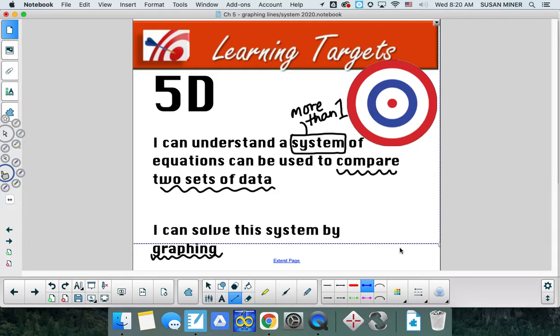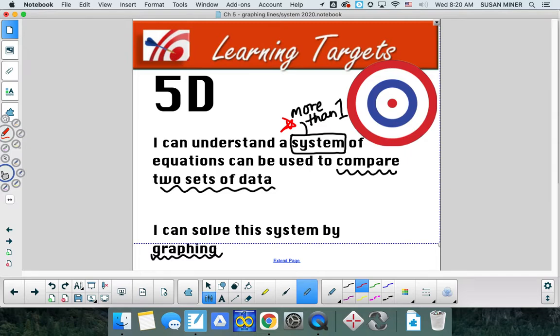Let's take a look at our goals here really quick before we start off. Our goals today: we want to be able to understand what a system of equations is and how it can be used to compare two sets of data. You can see I've written in here, a system of equations is more than one equation. So you can kind of highlight that. A system of equations is more than one equation.